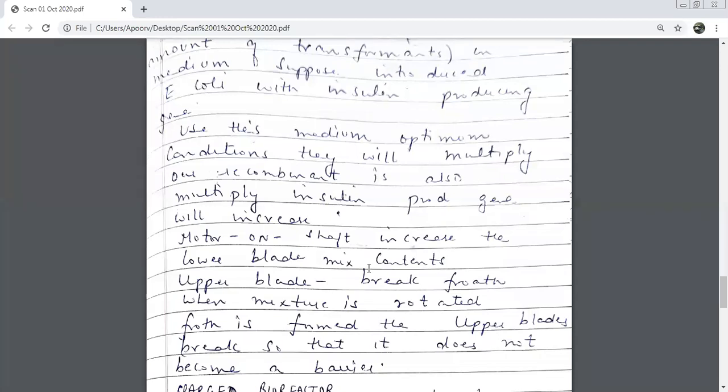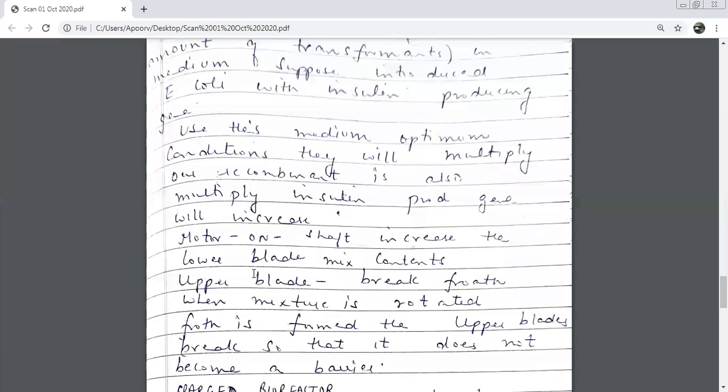Nutritive medium, and then you added the culture. These things are mixing. The E. coli and the nutritive medium are mixing with each other. Which blades are helping in mixing? Lower blades. Okay.